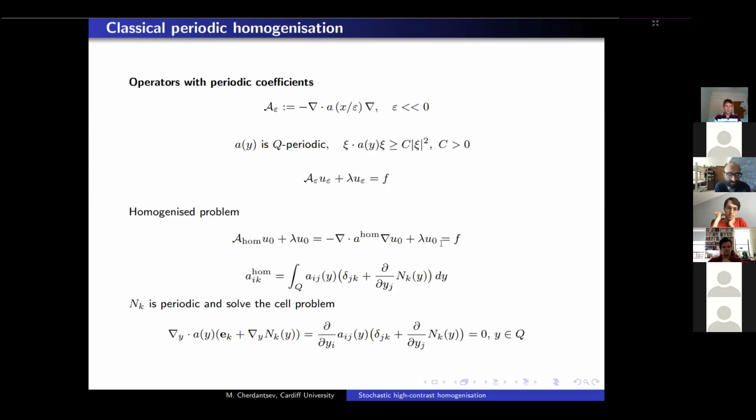Now let us look at some basic periodic problem. We have an elliptic operator with periodic coefficients. We assume that these coefficients are uniformly elliptic. And let us look at this resolvent problem. When you pass to the limit, letting epsilon go to 0, you obtain this resolvent problem where the coefficients of the homogenized operator don't depend on x. They're given by this well-known formula. Here, these terms N_k are called correctors, and they solve the so-called cell problem. This is all well known.